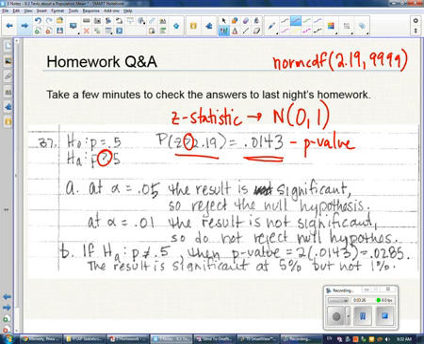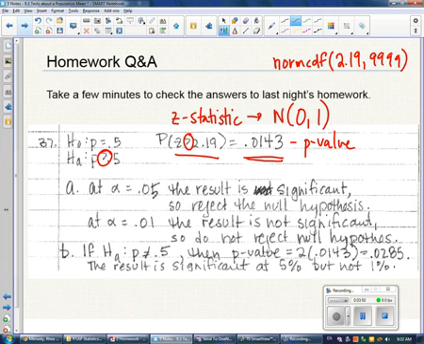And then you can compare it to the significance level. So with an alpha level of 0.05, the result is significant. Our p-value is 1.4%, so we could reject the null hypothesis in favor of the alternative. But at the 1% level, it is not significant, so we do not reject the null hypothesis. We do not have evidence to conclude that the proportion is greater than 0.5.